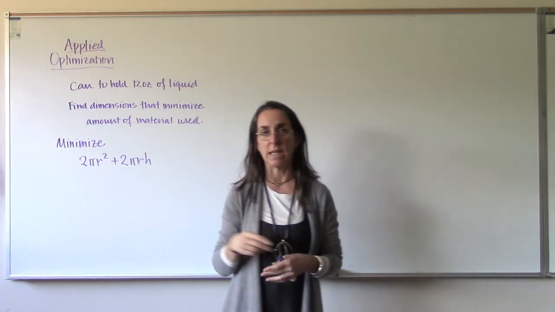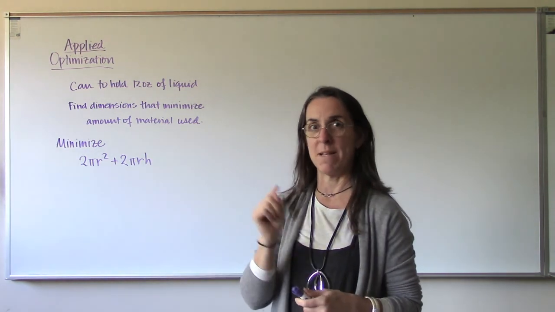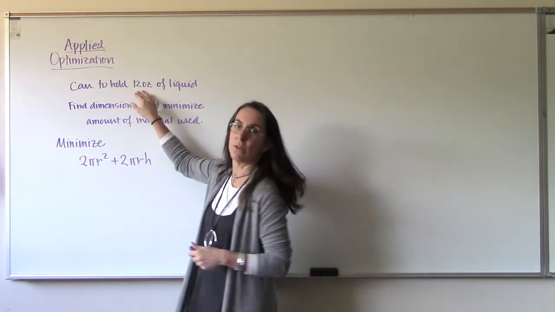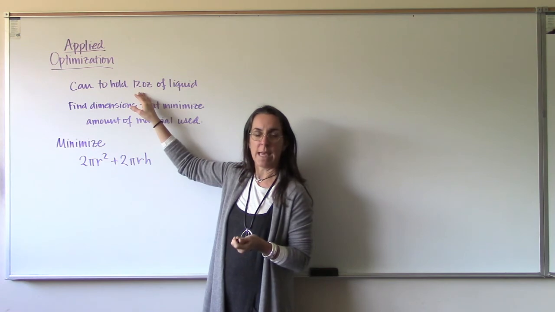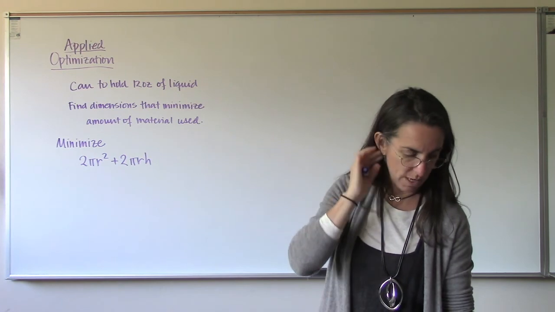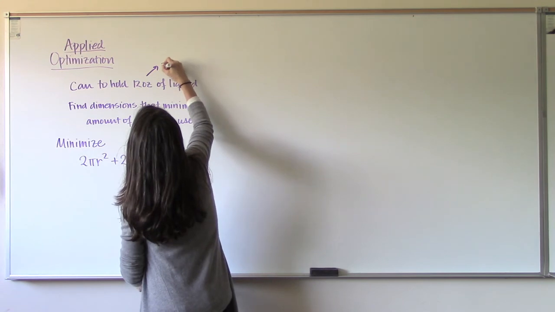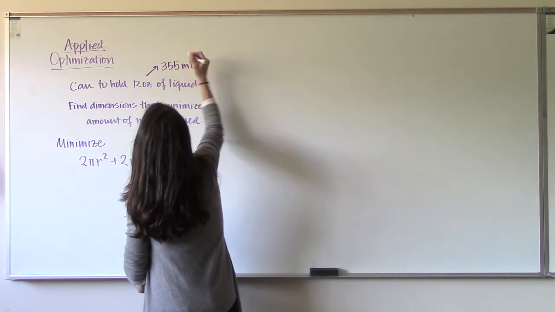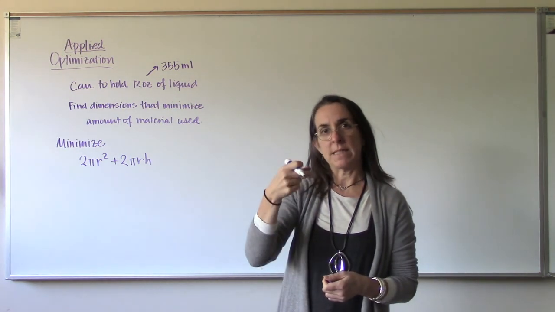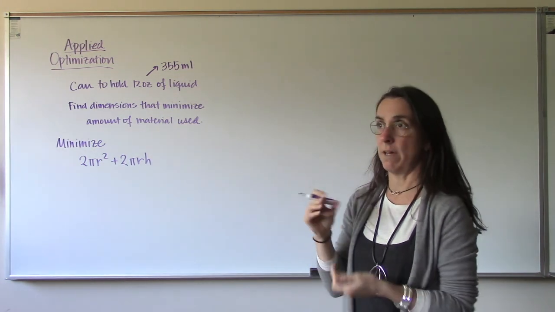If you don't do anything and you don't build any can and it doesn't have any cost to make it, that's minimized, right? So what's keeping me from doing that? The fact that I want it to hold 12 ounces, okay? So this problem is easier to do in metric, so I'm just going to change that real quick. So this is 355 milliliters, or cubic centimeters. Okay? All right. So a milliliter is a cubic centimeter, and that's why it's so easy to work with these.